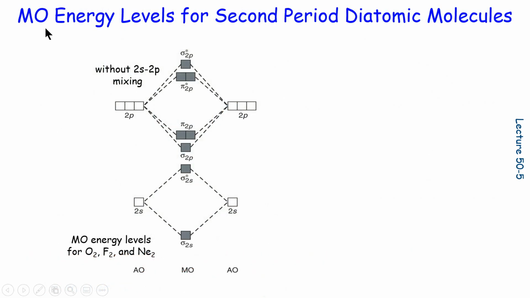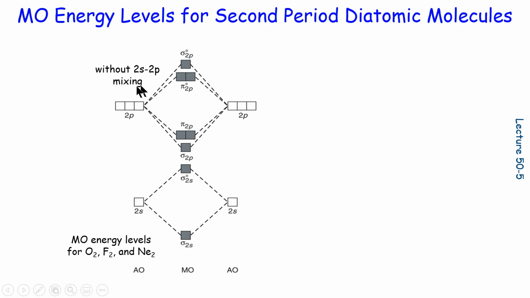This slide shows the molecular energy level for second period diatomic molecules. Do you guys still remember diatomic molecules? O2, F2, N2. Here there is a Ne2, but it's just for discussion here. It actually does not exist. So with this slide, we are going to address 2s2p mixing.